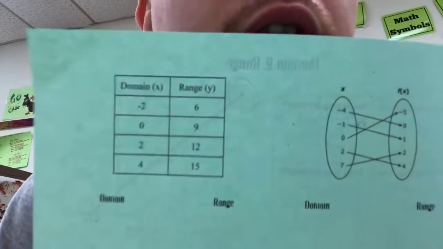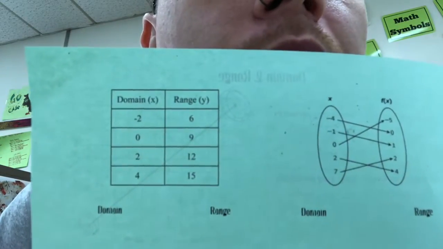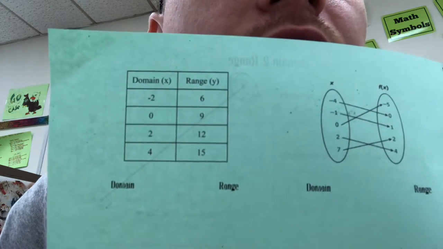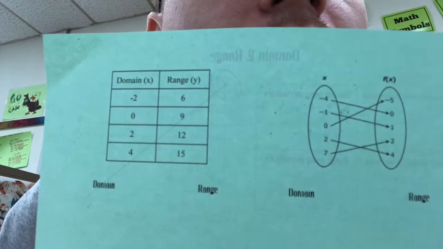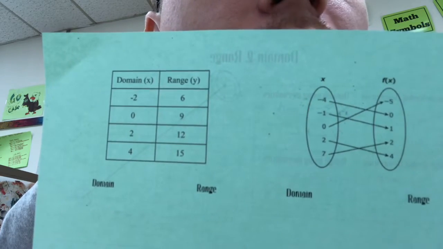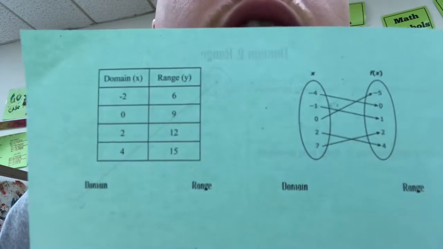All right, so now these ones are pretty straightforward. It's a table and a mapping. So for domain, you're just gonna list the X values, and for the range, you're just gonna list the Y values. So I would pause the video and you can go ahead and try this for the domain and the range, and then I'm gonna do this and then you can check your answers.